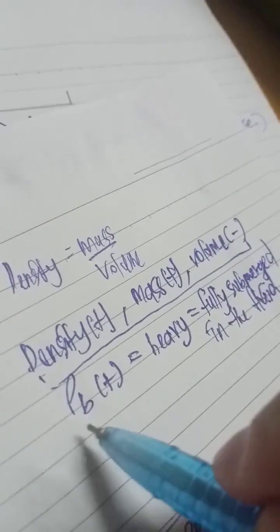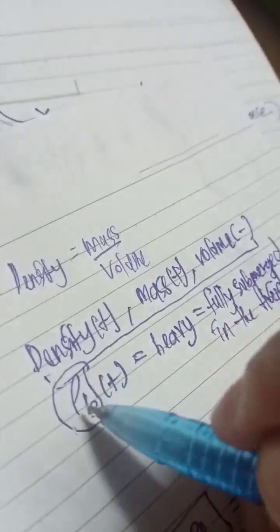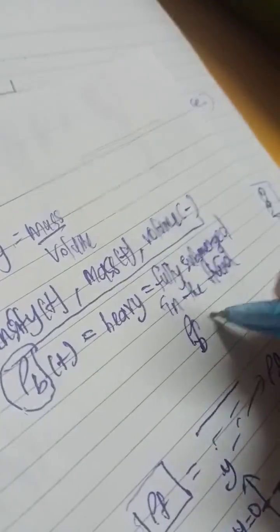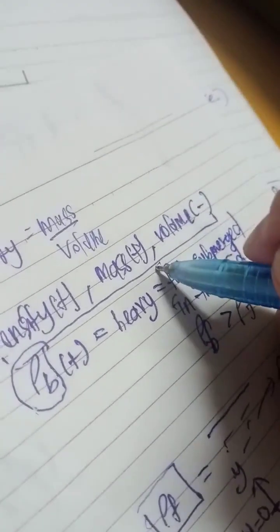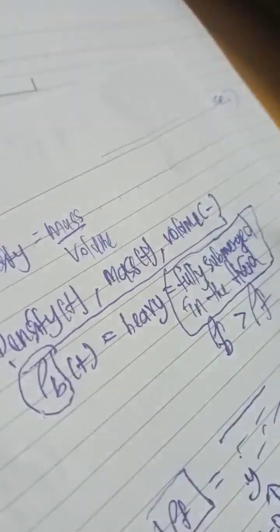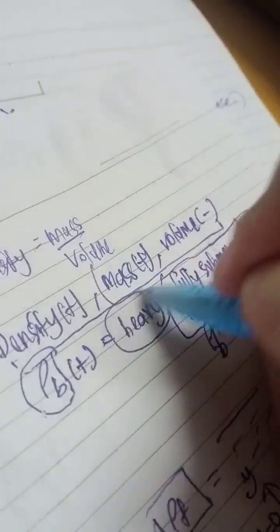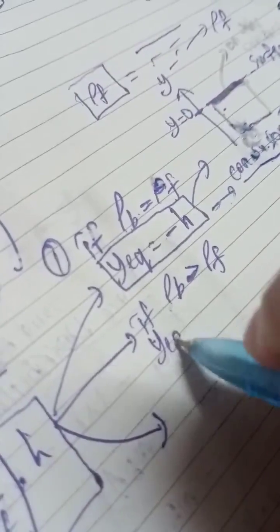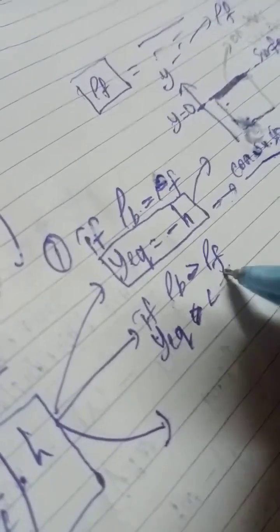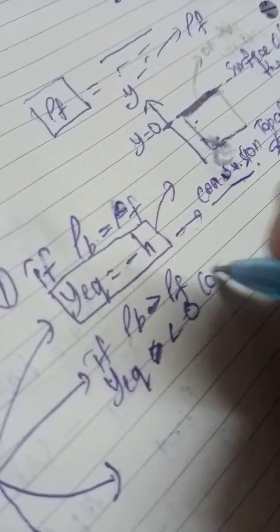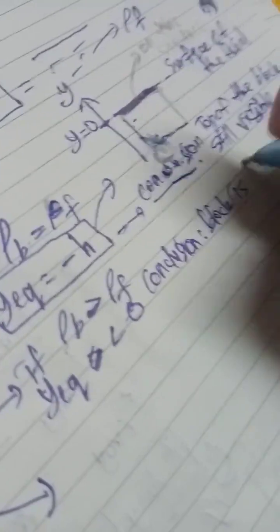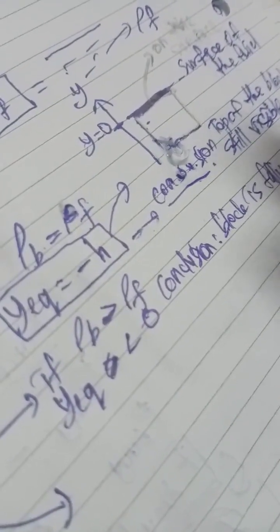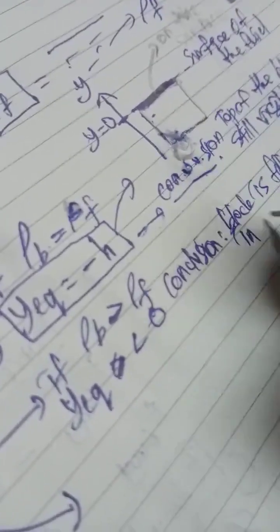Because the density of the block is more than the density of the fluid, rho b is more than rho f, we will get that the block is fully submerged in the fluid. Why? Because it is heavy, more mass. That's what it means. So y equilibrium will be less than zero, and at the same time the conclusion becomes: the block is fully submerged in the fluid.